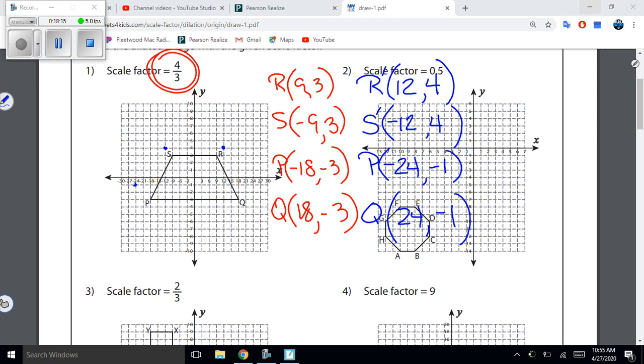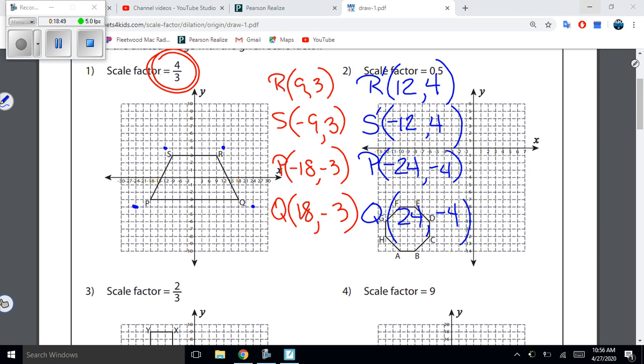No. 4/3 times negative 3 is going to equal negative 4. So I screwed that up. This is going to be negative 4 here, guys. My fault. All right. So negative 4. So it's going to be negative 24, negative 4, which puts it right here. And then 24, negative 4, which puts it right here.